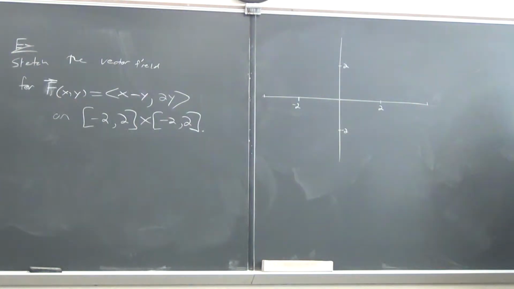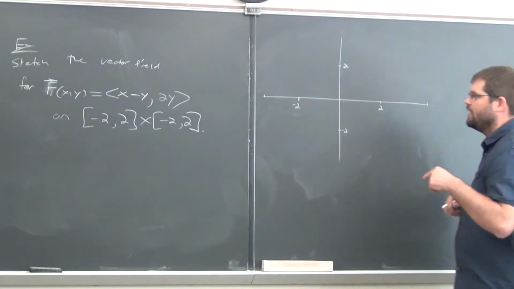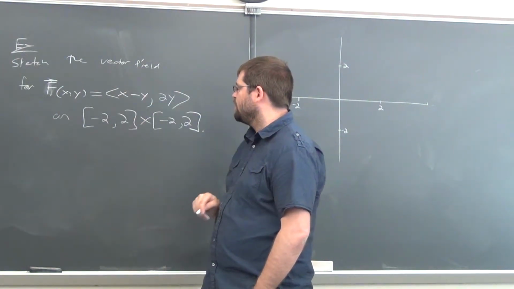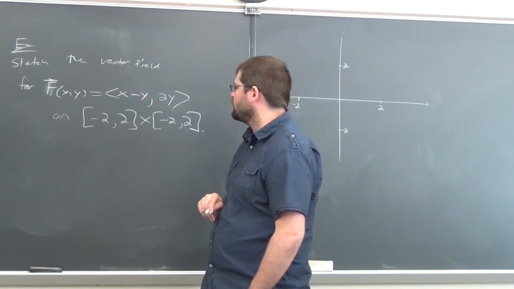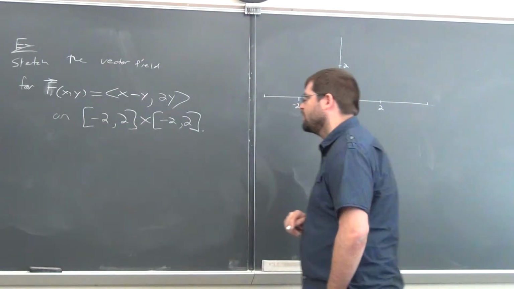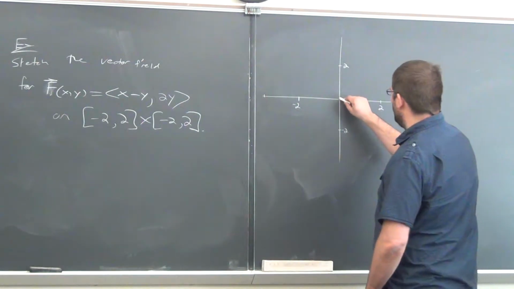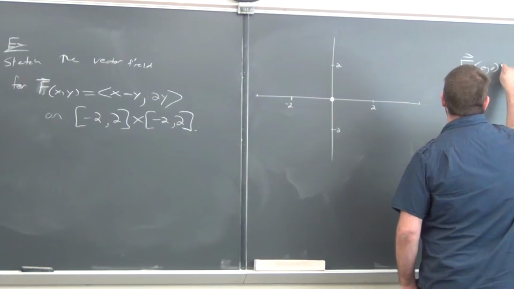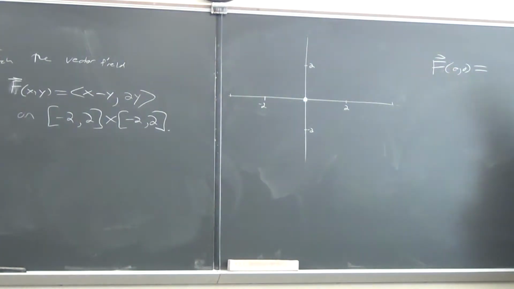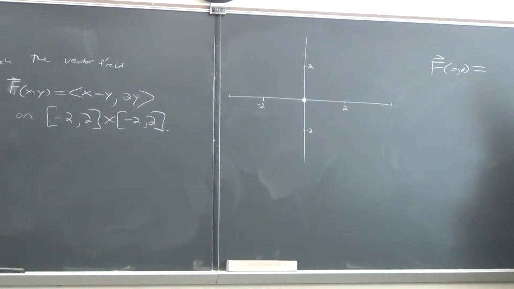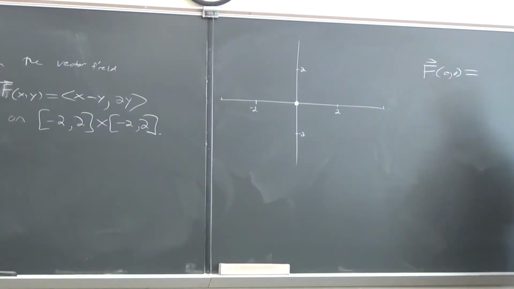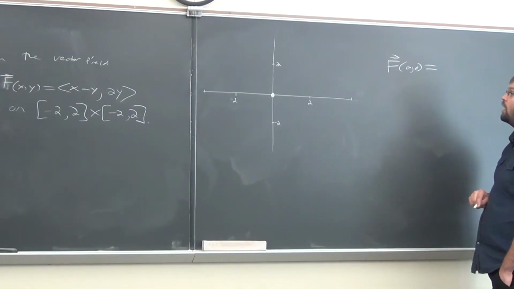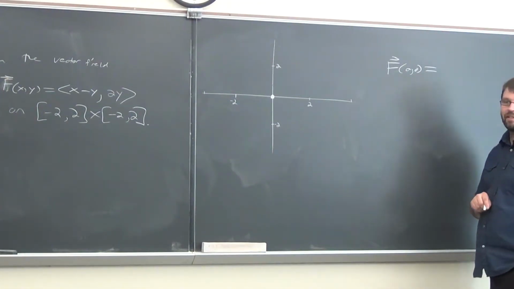And so the idea is that at each point in space, these guys correspond to vectors, right? The F of whatever. And so let's just pick some random points. So take the origin. Plug in 0, 0, what do you get? Well, you're just plugging in 0 and 0 for x and y.